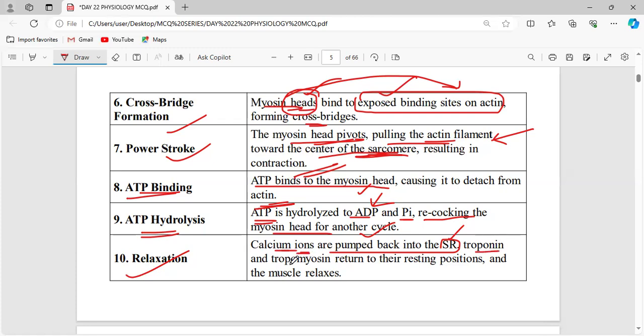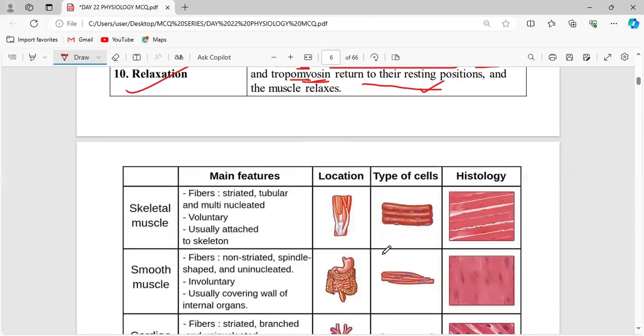Now this troponin and tropomyosin return to their resting position. Now this tropomyosin is getting attached with the actin. Now the myosin binding sites are not free, so the myosin can't attach with the actin, so it results in the muscle relaxation. Right? Any doubt with this? If you have any doubts, you can ask me now.